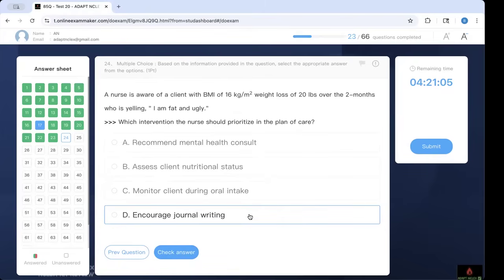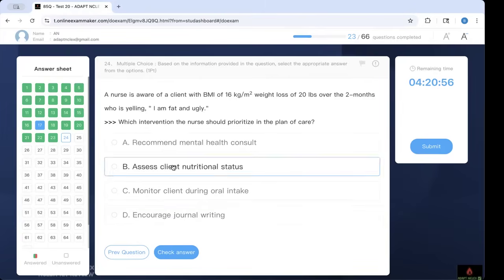Mental health consult. Physical need is the most important. Which one is the most important physical need? Nutritional status will tell you how bad their physical need is before you deal with their psychological need. So that's your right answer.